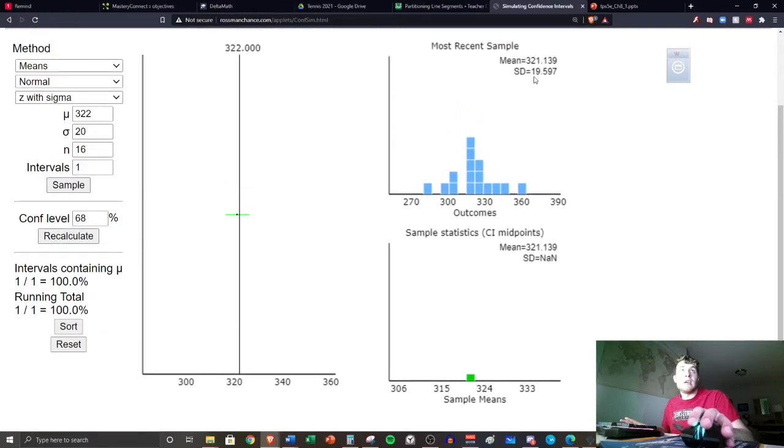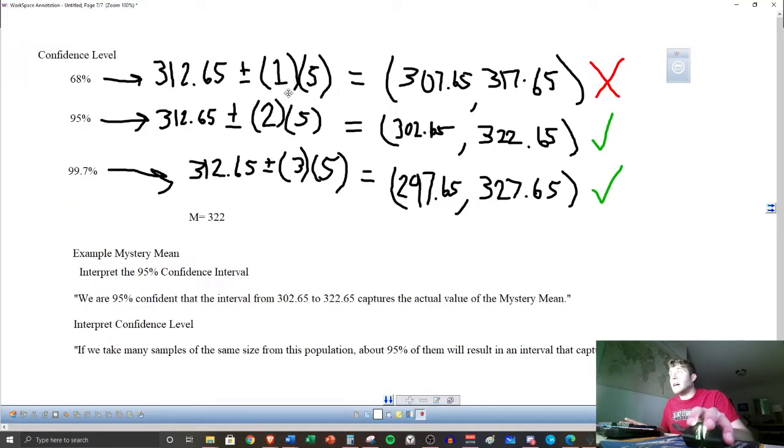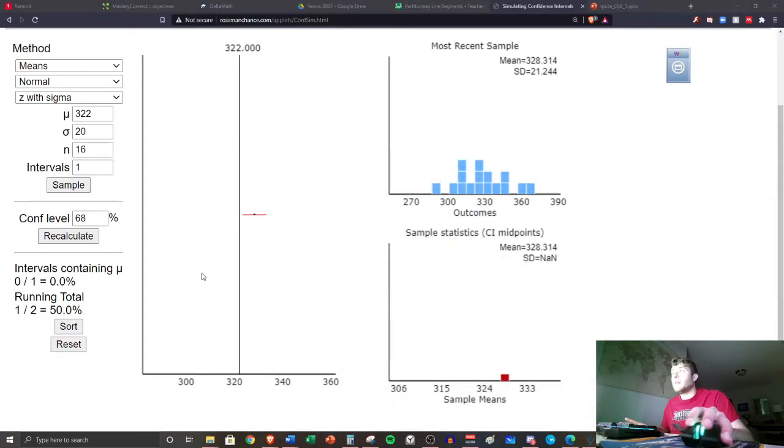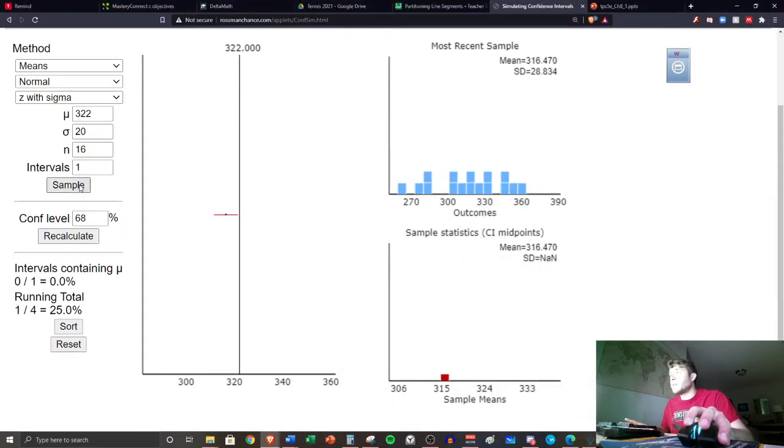You can see the standard deviation changed. So we have all these stats here. So all of it contains it. So let's do it again. That one did not contain it. That's sort of like our example. This one was 328. Our 68% did fail, right? If we keep going, sample, sample, sample, okay?